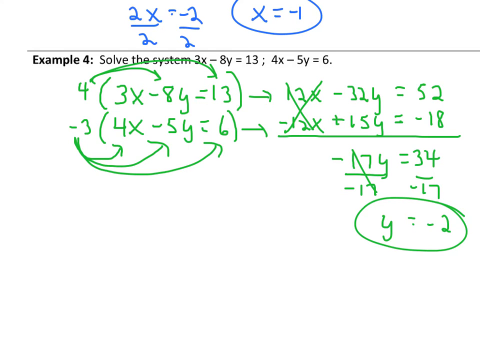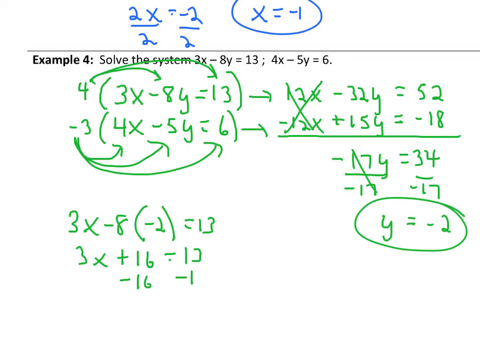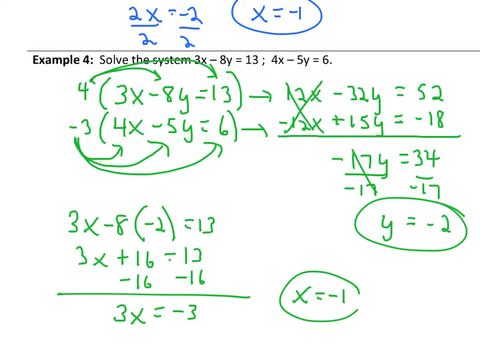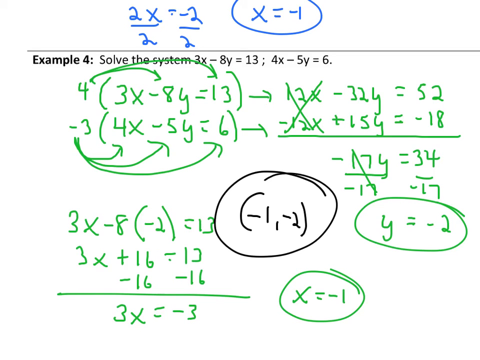Now I take that and substitute it back into the original equation. So I'll just do 3x minus 8 times negative 2 equals 13. So 3x plus 16 equals 13. Subtract 16, and I get 3x is equal to negative 3, which means x is equal to negative 1. So my ordered pair, my solution to this system of equations, would be negative 1, negative 2. And that would be the ordered pair where those two equations intersect.